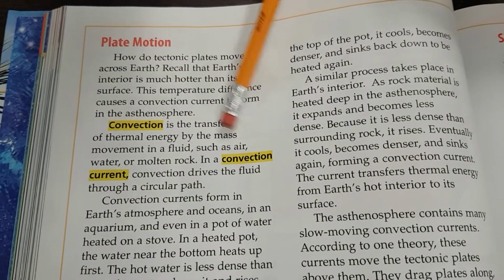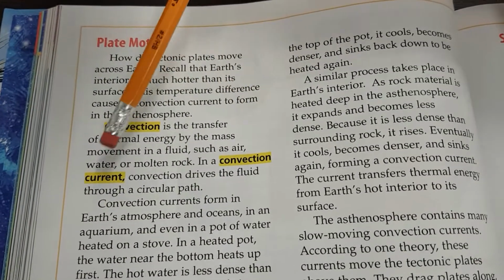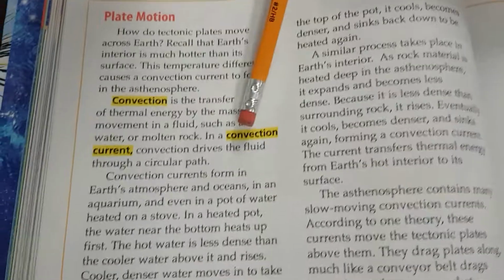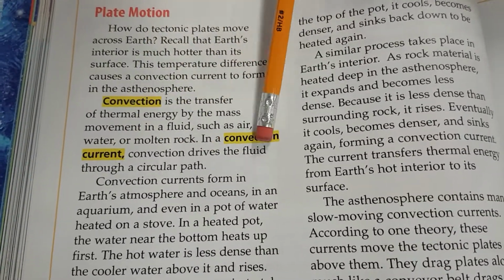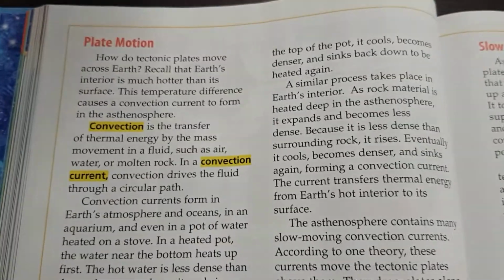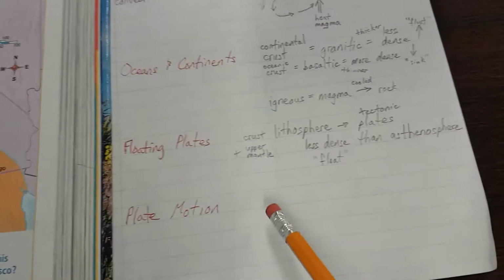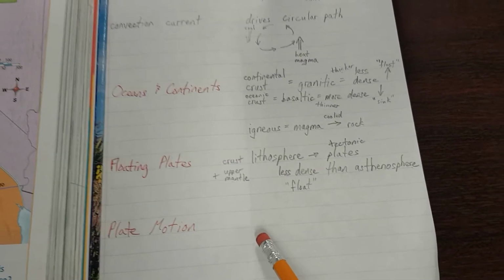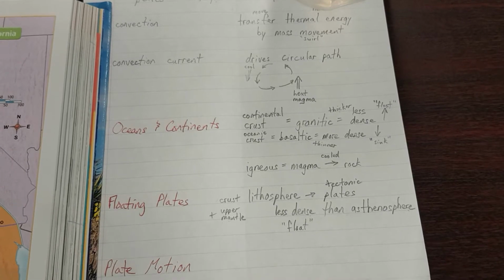Okay, convection is the transfer of thermal energy by the mass movement in a fluid, such as air, water, or molten rock. In a convection current, convection drives the fluid through a circular path. Okay, so do we know that the interior is hotter than the exterior? I think we do know that.